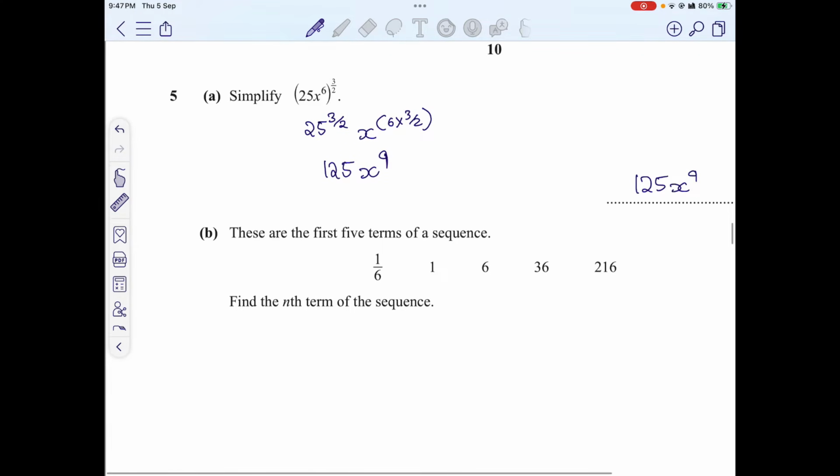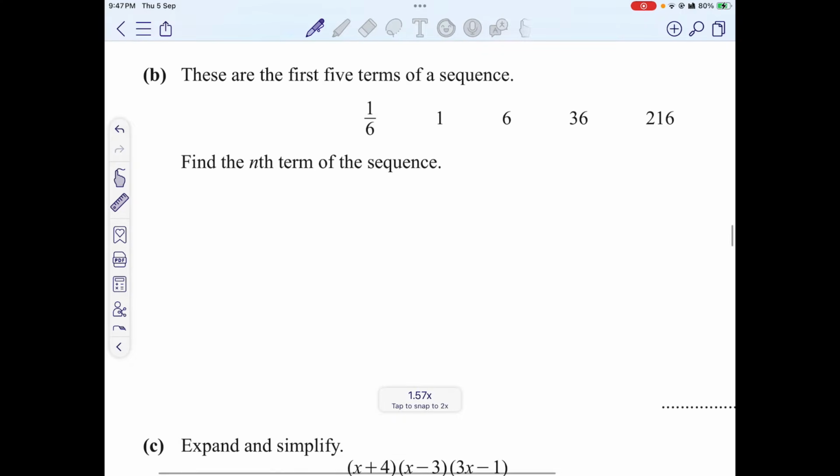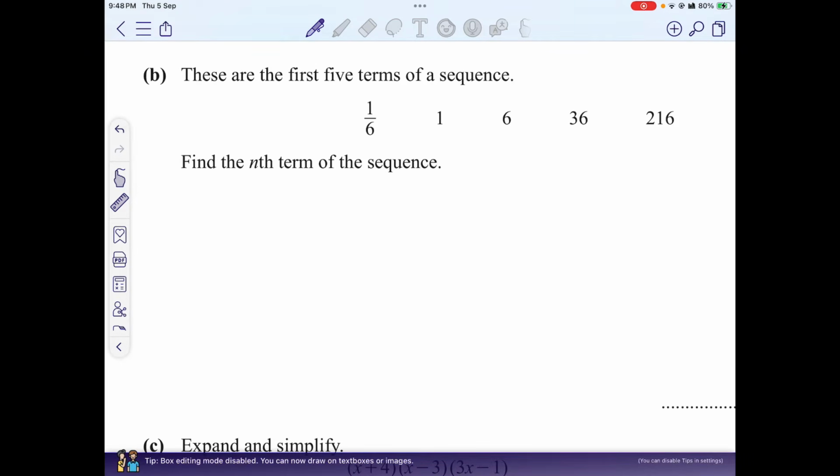125x raised to 9. Now it says that these are the first 5 terms of a sequence. Find the nth term of the sequence. If you see here, all of these terms are basically multiplying by 6. So for example, if you have 1 by 6, you multiply that by 6, you get 1. Then you multiply 1 by 6, you get 6. And 6 into 6 is 36 and 216.